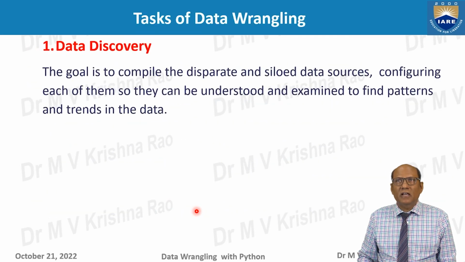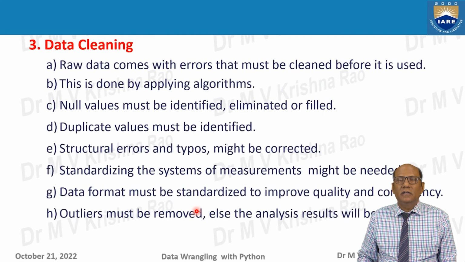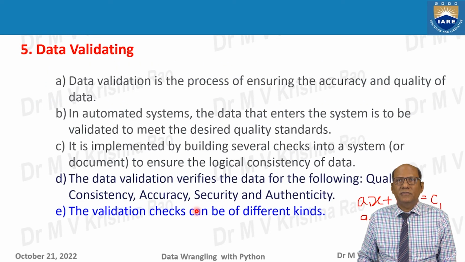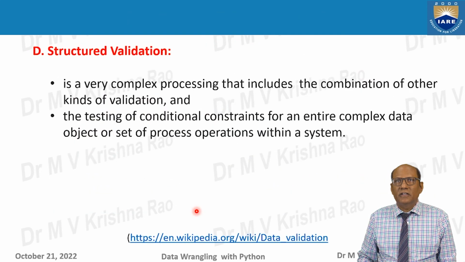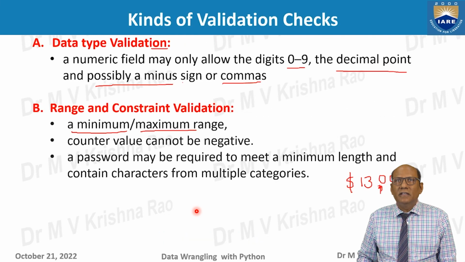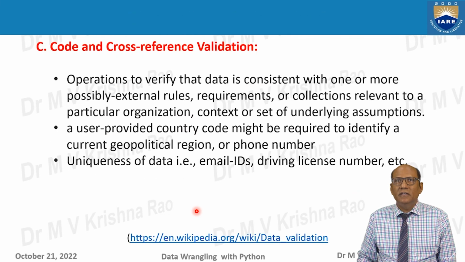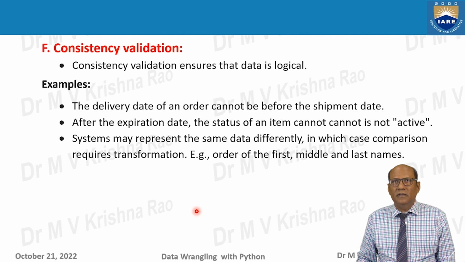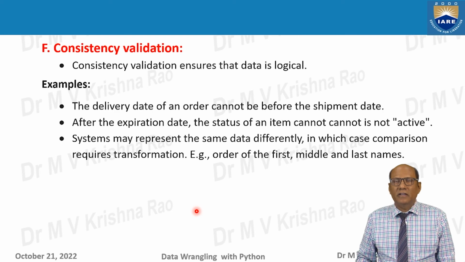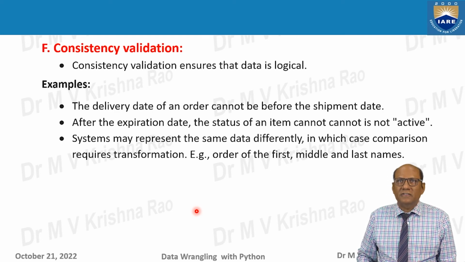Data discovery. The tasks or steps involved in data wrangling are data discovery, data structuring, data cleaning, data enriching, data validation. These are the 5 steps. And there is a 6th step also, that is nothing but data publishing. Okay. Under data validation, we have seen A, B, C, D, E. So these are the 5 validations I have discussed, and 6 tasks are there.